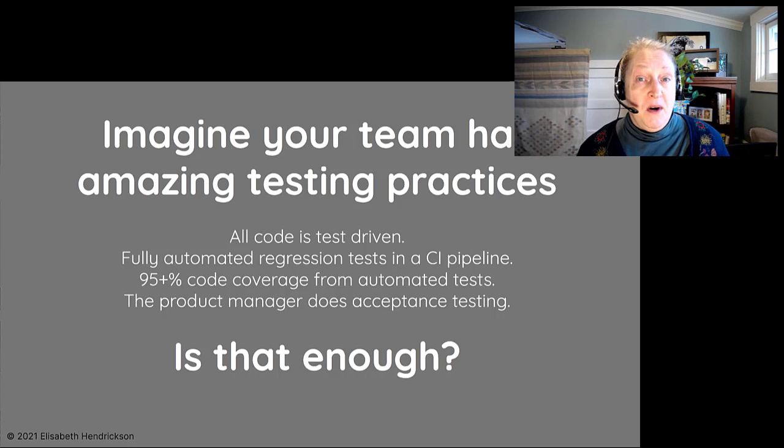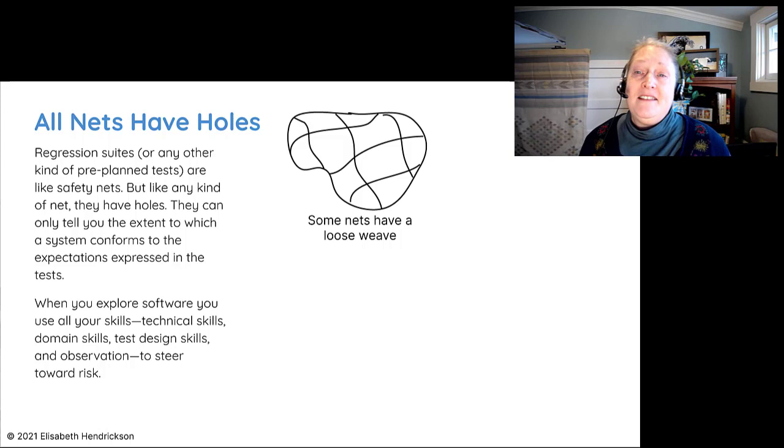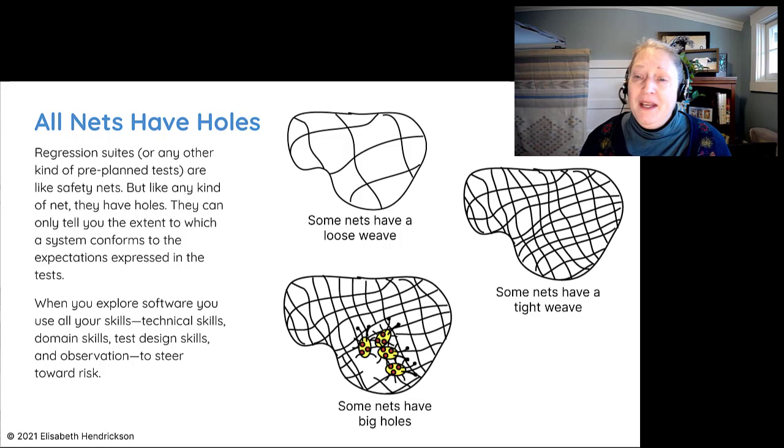But exploratory testing can still apply to any of these situations because, in short, your checks are kind of like a safety net, and all nets have holes. Most organizations, let's be honest, have a very loosely woven safety net. The tests are inadequate or people don't trust them, and there's a lot of places that bugs can get through. If you are on one of these super highly disciplined teams, your safety net is much more tightly woven, but nets can have holes, and sometimes they can be really big holes.